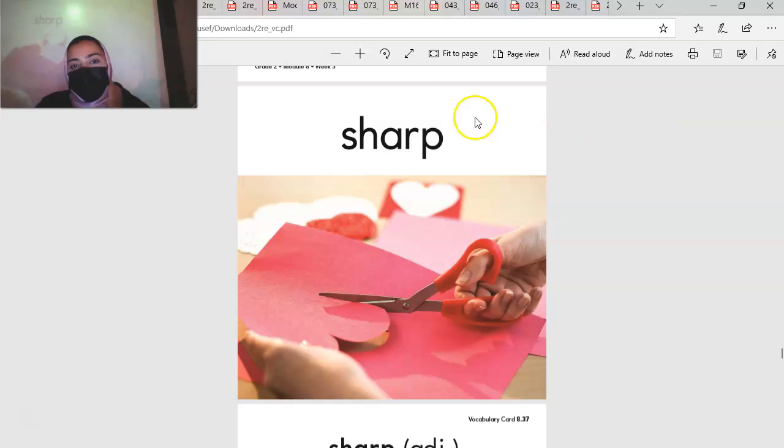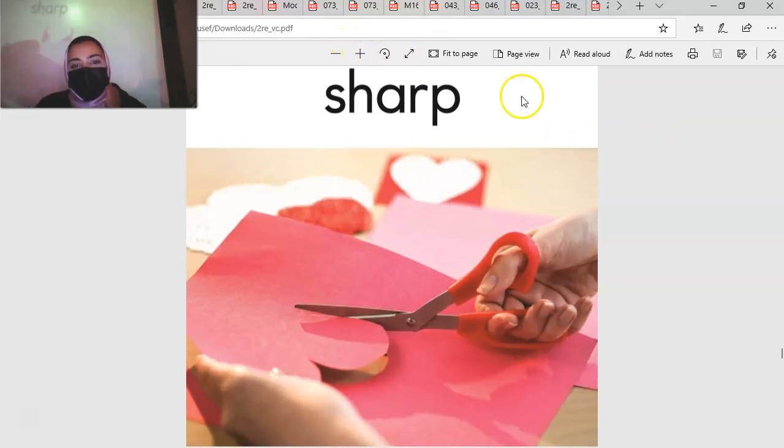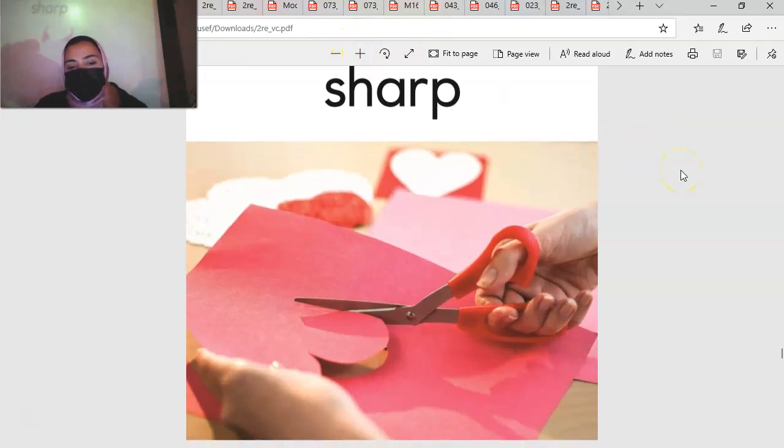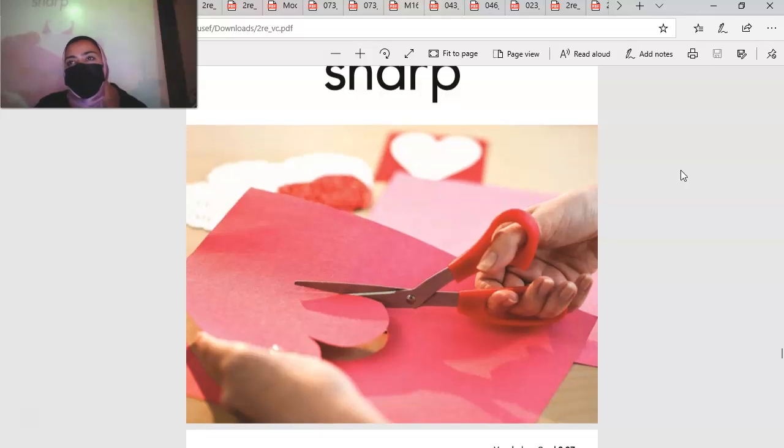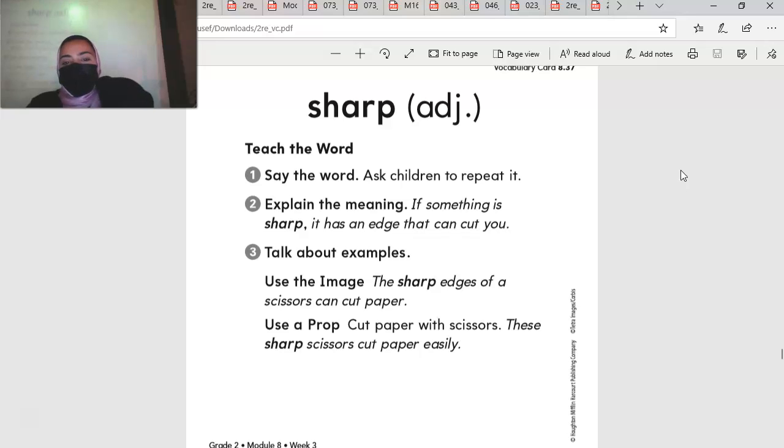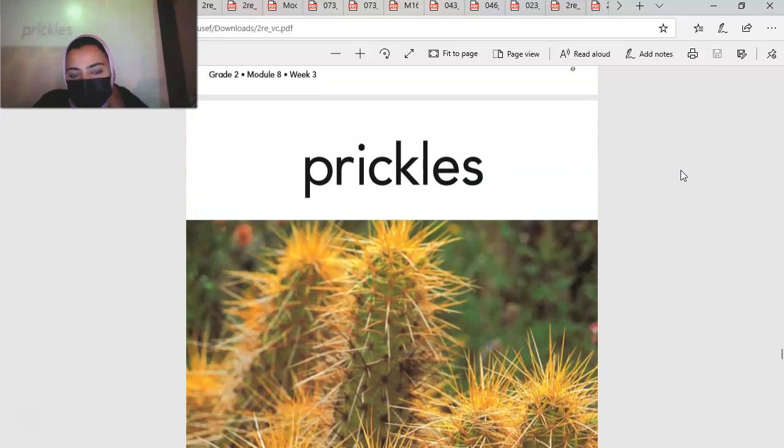One of the words is sharp. We talked about that earlier today in Saxon. Sharp means what? Something that can cut you. Very good. Something that has sharp edges. So if something is sharp, it has an edge that can cut you. It has sharp edges. Be careful when you're using scissors.